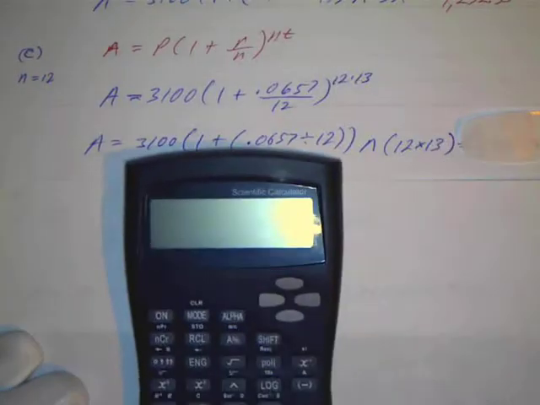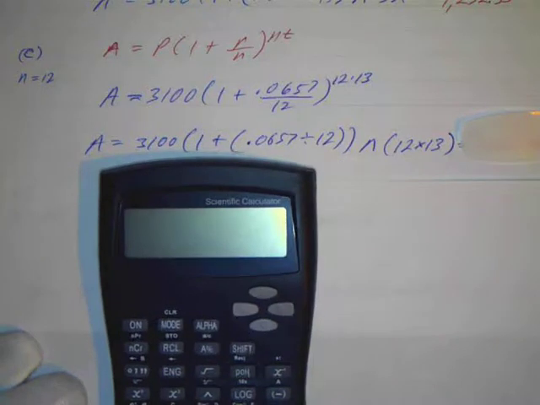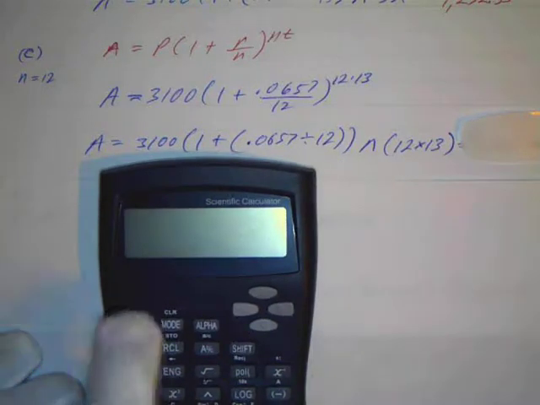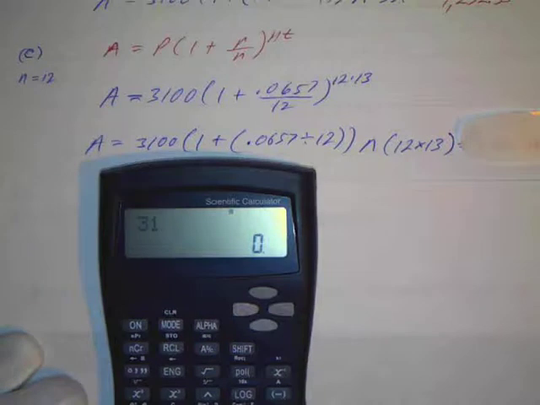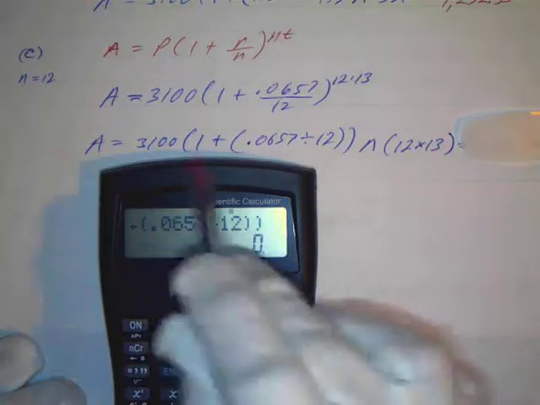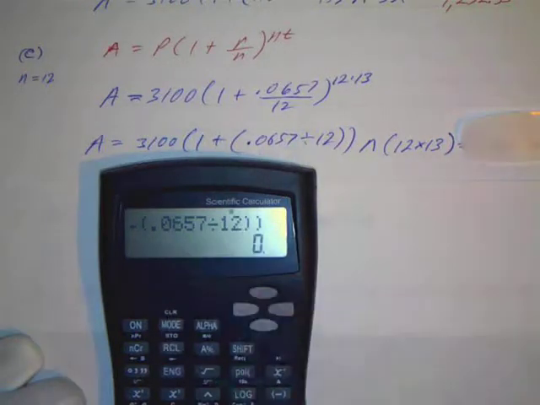Let's see what we got here. So here's your calculator. Get your trusty little $1.99 calculator, which is a great deal. Okay, 3,100, parentheses, 1 plus parentheses around the fraction, 0.0657 divided by 12, and there's a parentheses around the fraction, and the parentheses, okay, because if we've got 2 open on the left, we have to have 2 on the right, or vice versa.